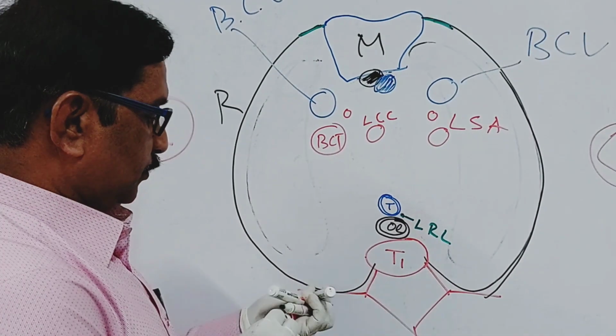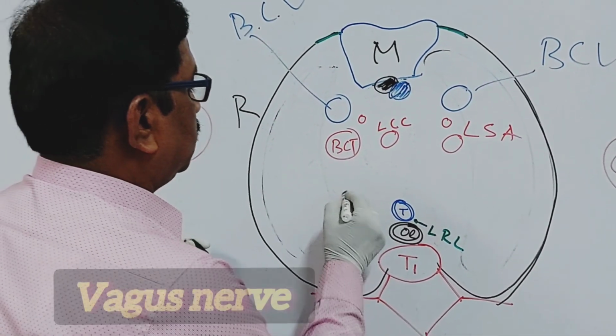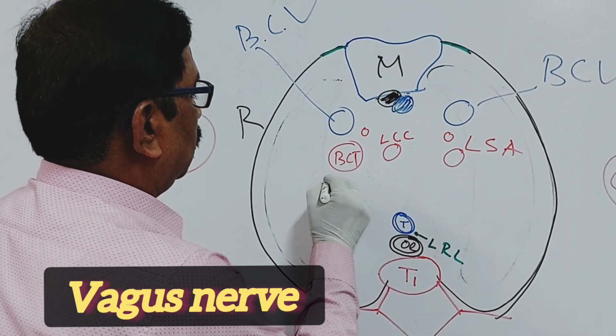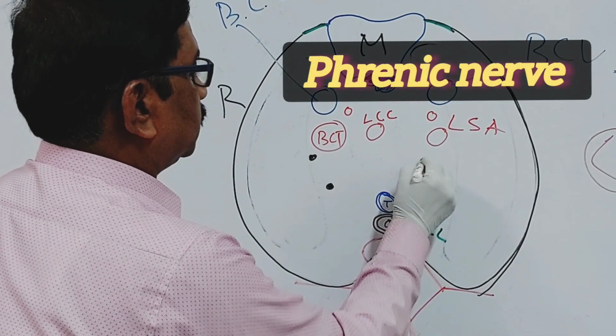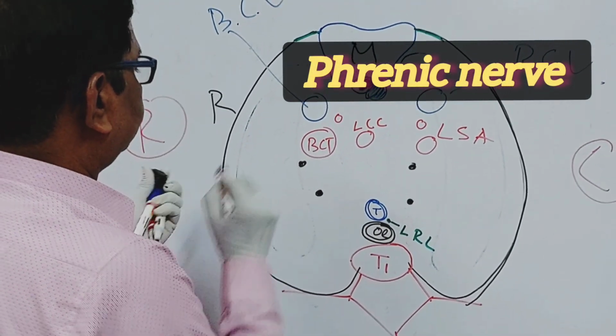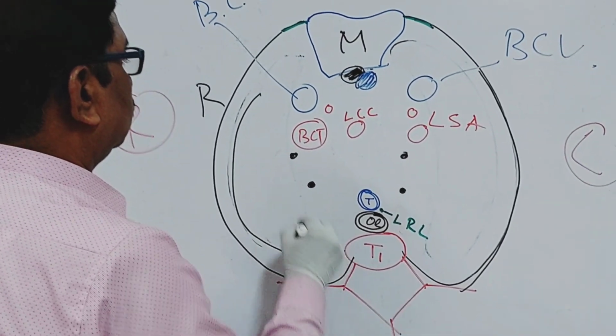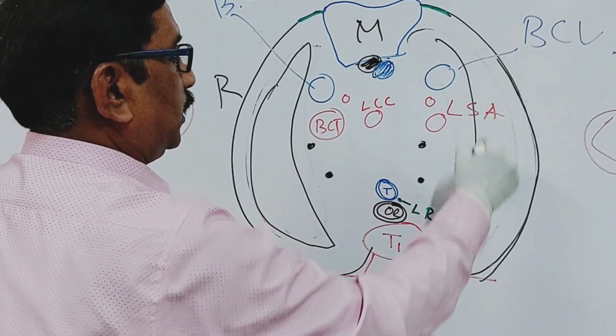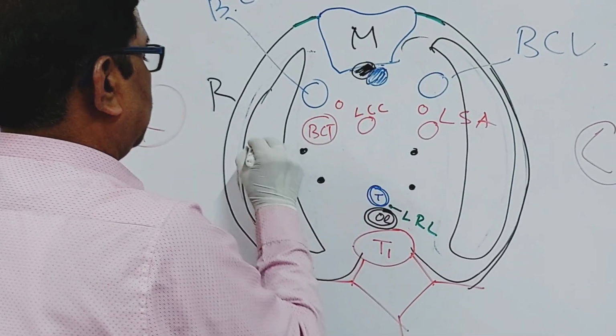And important nerves. There is one vagus nerve and one phrenic nerve on both sides. And here is the lung of this side and the lung of this side. This is lung.